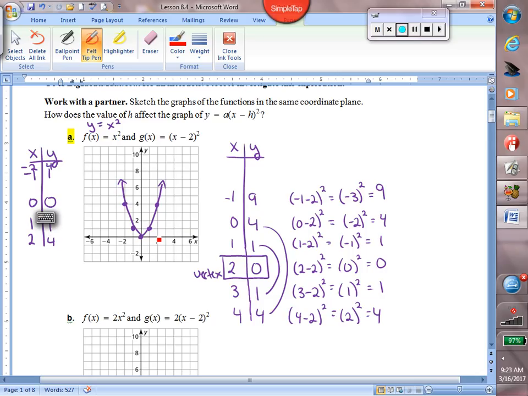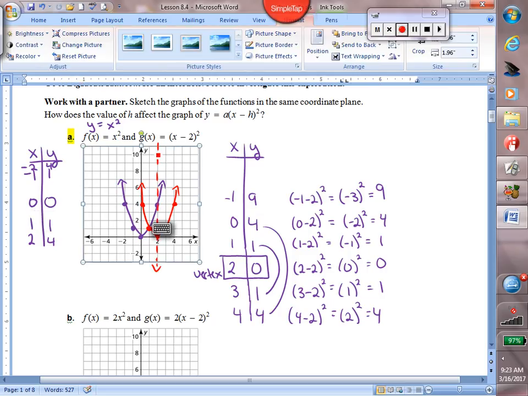So let's go to 2, 0. Then we have 1, 1. There's 3, 1. 0, 4. And 4, 4. There's our nice symmetric parabola. We could draw in the axis of symmetry. Goes right through our vertex.